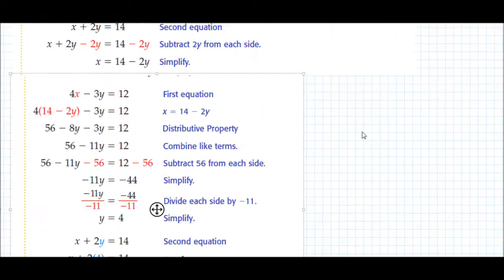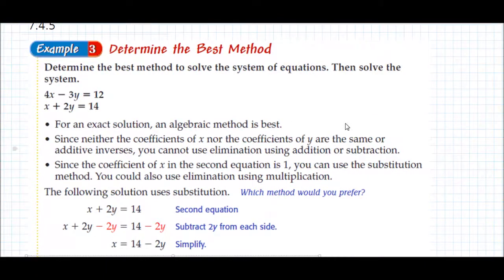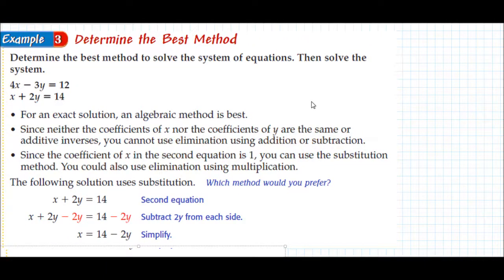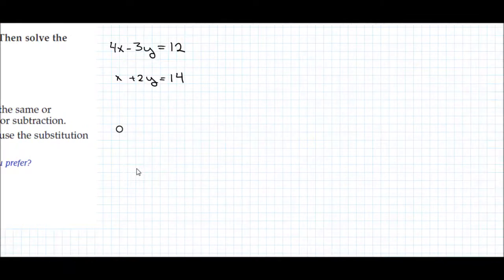Okay, look at this very first example. Determine the best method to use for this equation. So I'm going to rewrite it over here. Four x minus 3y is equal to 12, and x plus 2y is equal to, sorry, is equal to 14. Okay. You could use the substitution method. You could use the elimination method. There's a bunch of different methods you could use.